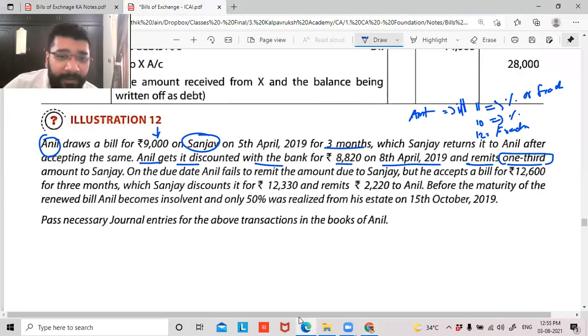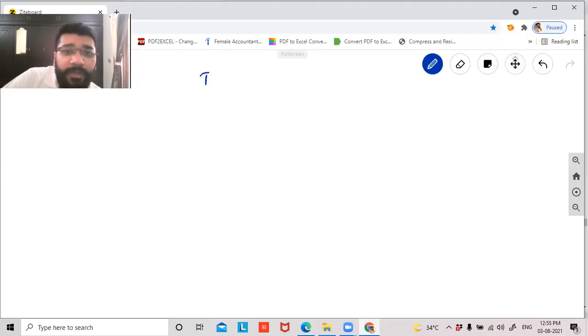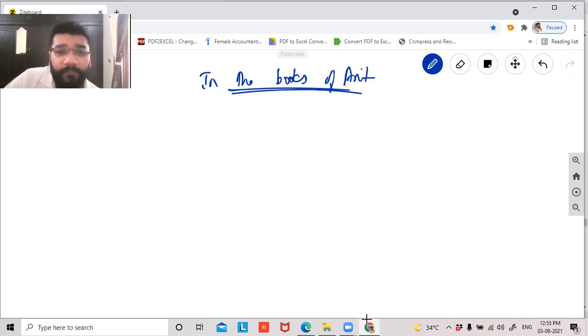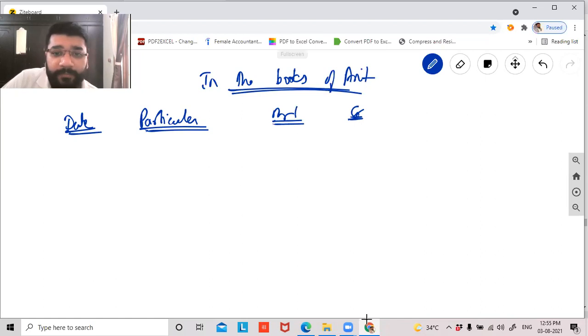They're asking us to prepare the transactions, or record the transaction, in the books of Anil. So in the books of Anil: date, particulars, debit, credit, rupees, rupees.